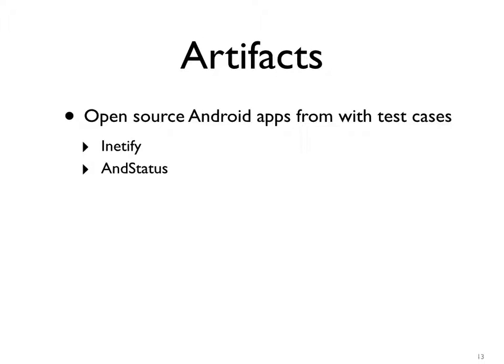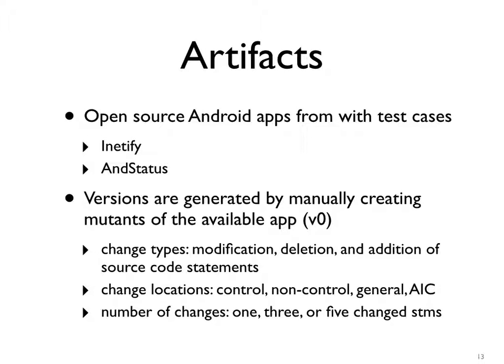Although 10 apps were studied for our bug study, no tests were found for these apps. Thus, we select two other open source Android apps with test cases for evaluation: Identify and EndStatus. To evaluate our approach, we require multiple versions of each app. Because multiple versions of these apps were not available, we generated versions by manually creating mutants of the available app.